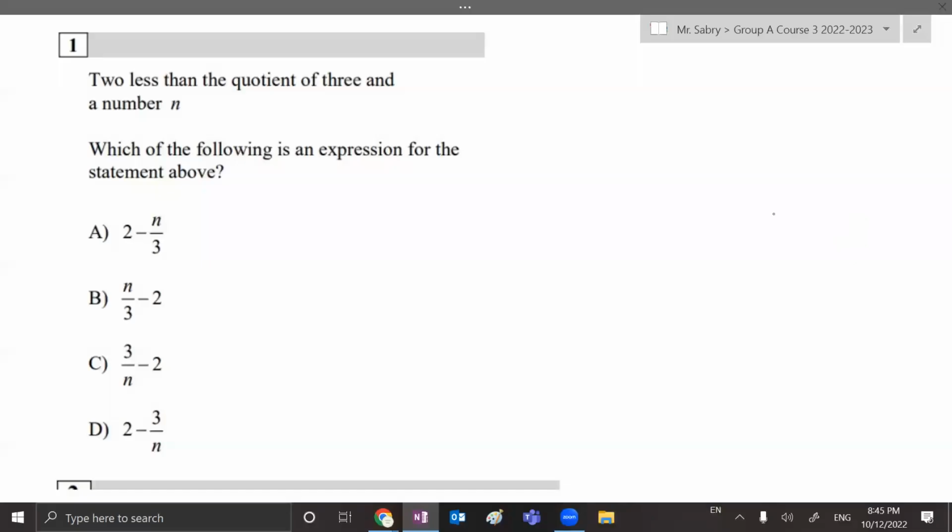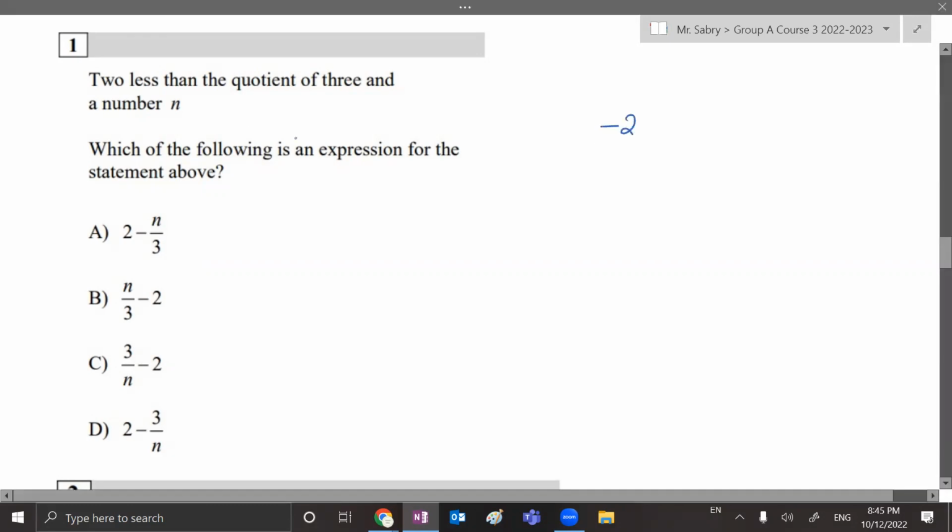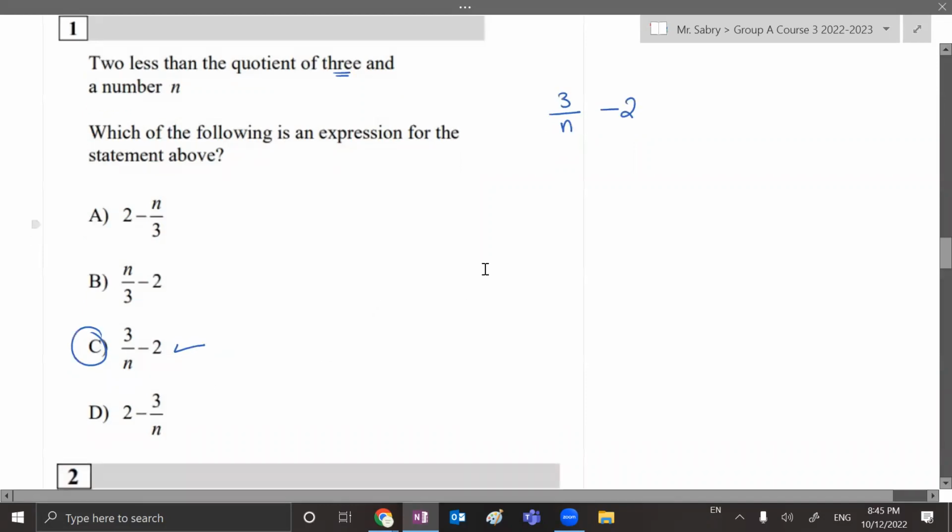You guys will understand everything. So literal translation: 2 less than the quotient, so something minus 2. 2 less than the quotient of what? Of 3 and a number n. I told you before we start with the 3 first. So 2 less than the quotient of 3 and the number n is 3 over n minus 2. When you check the choices, it's C, right away. Again, to the point, no problems there.